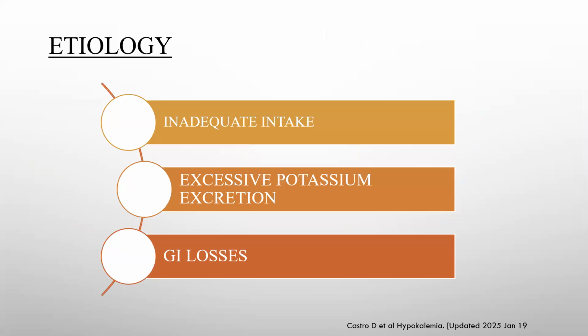The etiology can be inadequate intake because of dietary deficiency, or administering potassium-free IV fluids like normal saline, dextrose, and potassium-deficient TPN, and excessive potassium excretion because of hyperaldosteronism, drugs like loop diuretics, thiazide diuretics, laxative abuse, and GI losses because of diarrhea, vomiting, nasogastric suction.